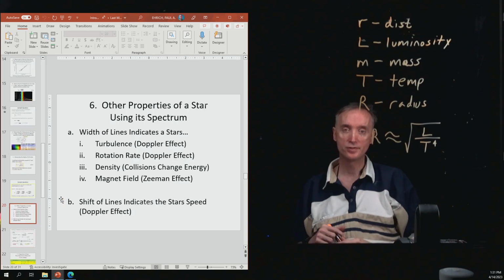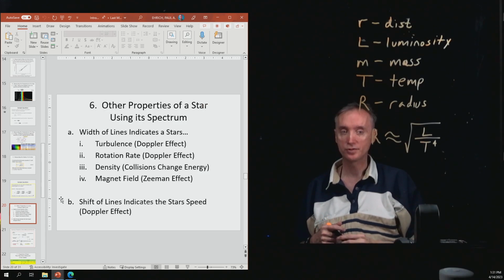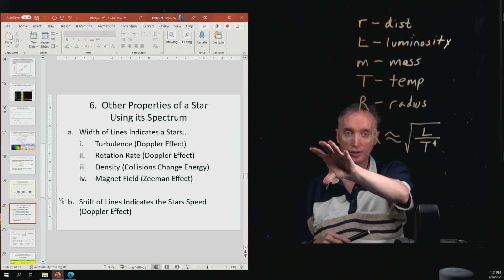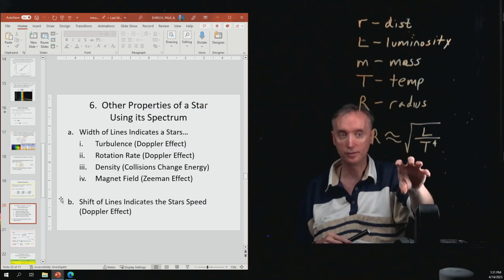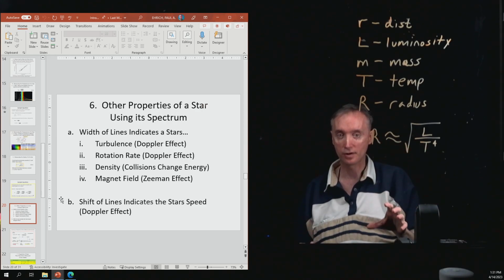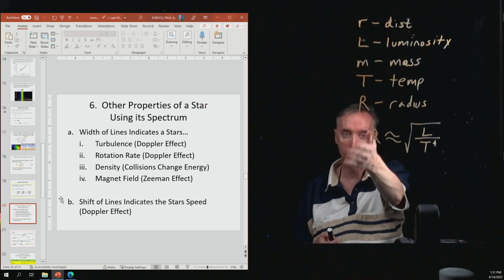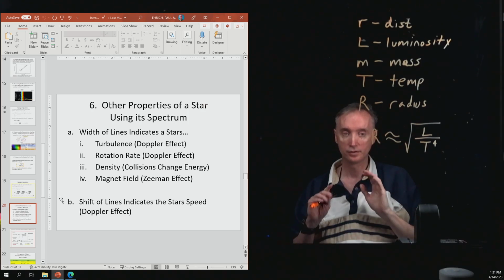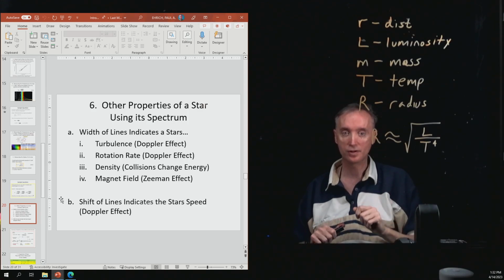Okay, then other properties of the star using its spectrum. So again, this was by looking through the diffraction grating. You would look at all the different colors of light produced by the star, and then from that you could figure out all of this other information. Don't worry about it. You were tested on this in unit number 1, so you're not going to be tested on it again.